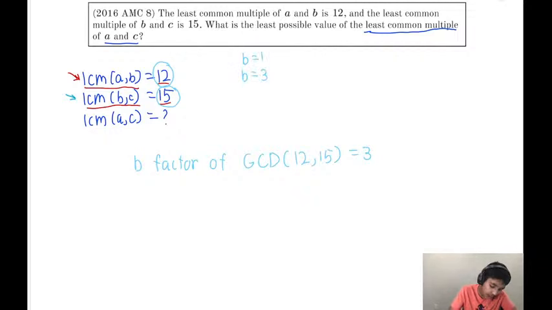If B is 1, then A will have to be 12, exactly, because it has to have all those factors that are in 12, and it cannot have any more factors. And then C will have to be exactly 15. So then C would have to be 15.